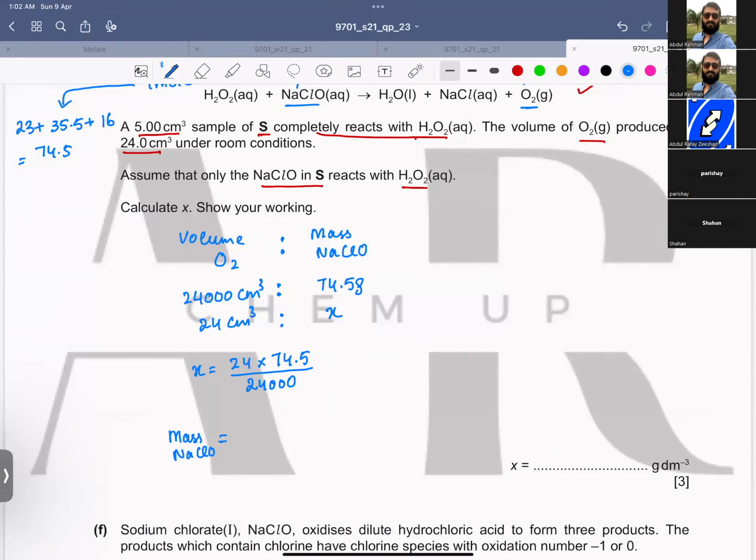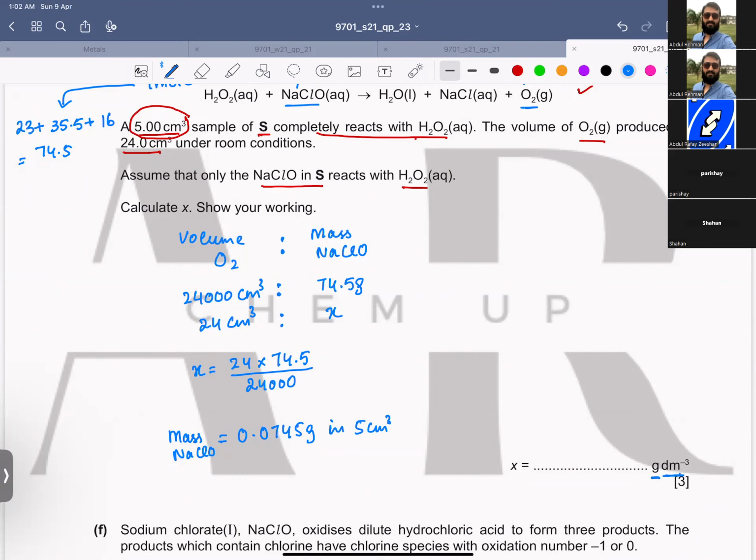Grams. Sorry, can you repeat, Shahan? Sir, 0.0745. 0.0745 grams. And if you see over here that the volume we have used for SS7 is 5 centimeter cube. So this is the mass of NaClO in 5 centimeter cube, right? And we have to find the mass in grams that must be in a 1 dm cube.